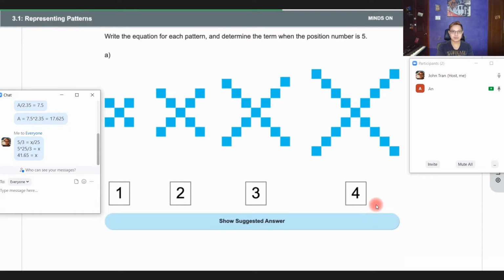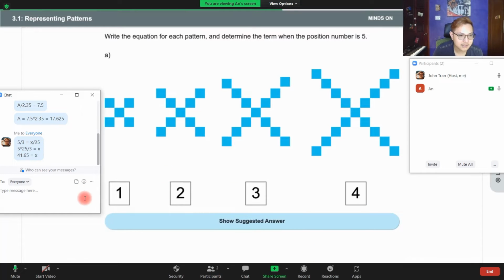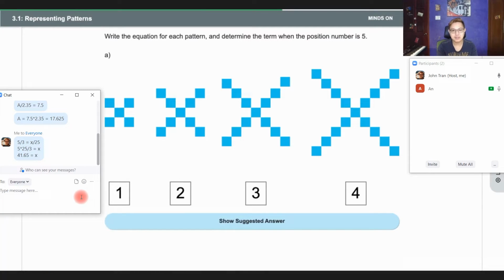So you found that the equation should have some kind of shape or form. For example, y equals ax plus b. Have you seen something like this? y equals ax plus b? Yeah, a kind of representation. So let's say y is the number of squares, and x is the position number.